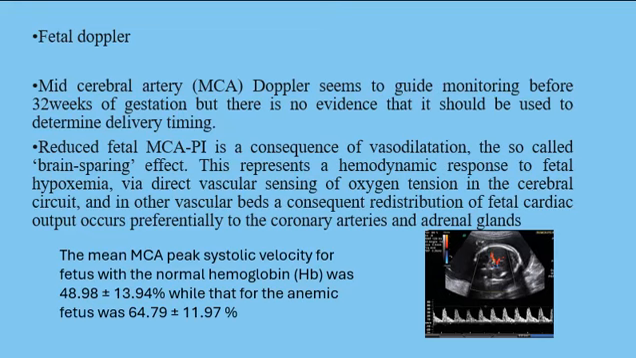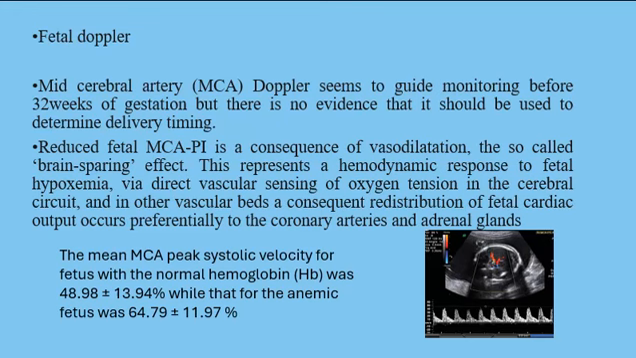This represents a hemodynamic response to fetal hypoxemia, via direct vascular sensing of oxygen tension in the cerebral circuit, and in other vascular beds. A consequent redistribution of fetal cardiac output occurs preferentially to the coronary arteries and adrenal glands. The mean MCA peak systolic velocity for a fetus with normal hemoglobin, Hb, was 48.98 plus or minus 13.94%, while that for the anemic fetus was 64.79 plus or minus 11.97%.